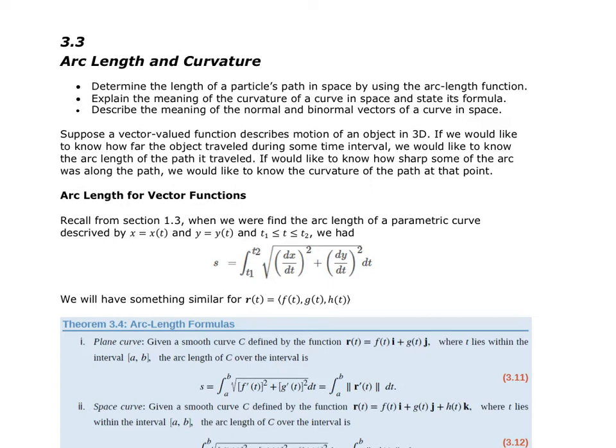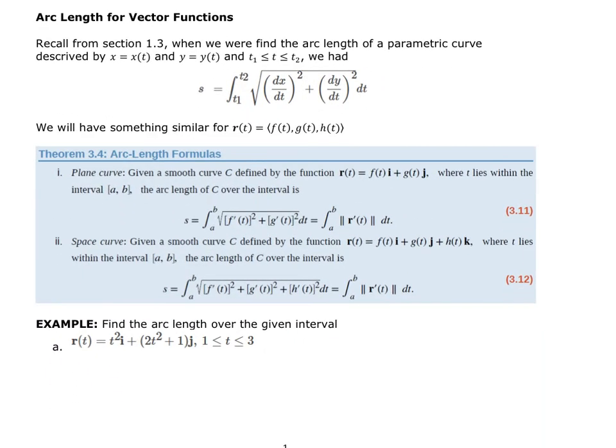Now, if we think about what we did back in section 1.3, we found the arc length of a parametric equation, the arc length s, from t1 to t2 as the integral of the square root of the derivative of x with respect to t squared plus the derivative of y with respect to t squared dt. We're going to do something similar for our vector-valued functions in which we have f of t, g of t, and h of t. These are the equations we get from this theorem.